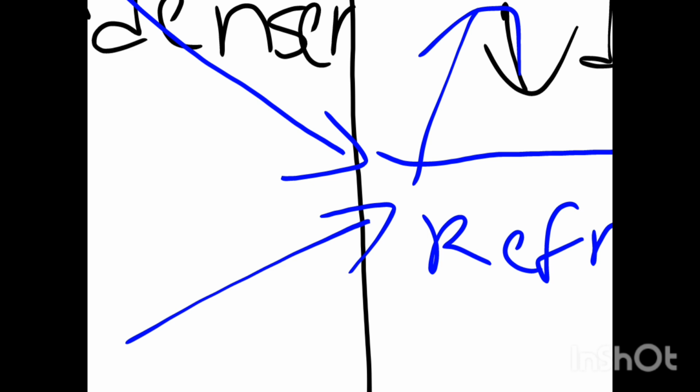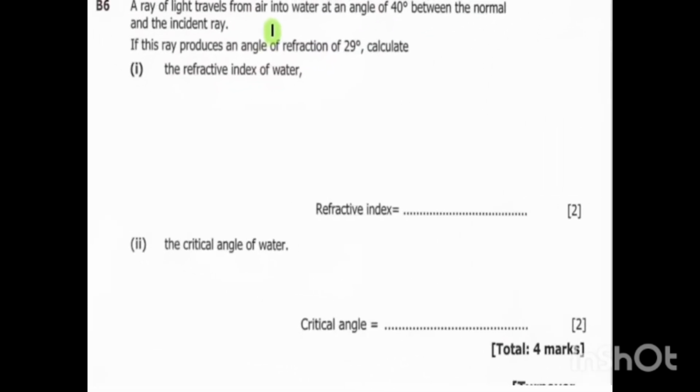Now this is what you have to know. These are the rules when it comes to refraction, since the question we've been given is talking about refraction.